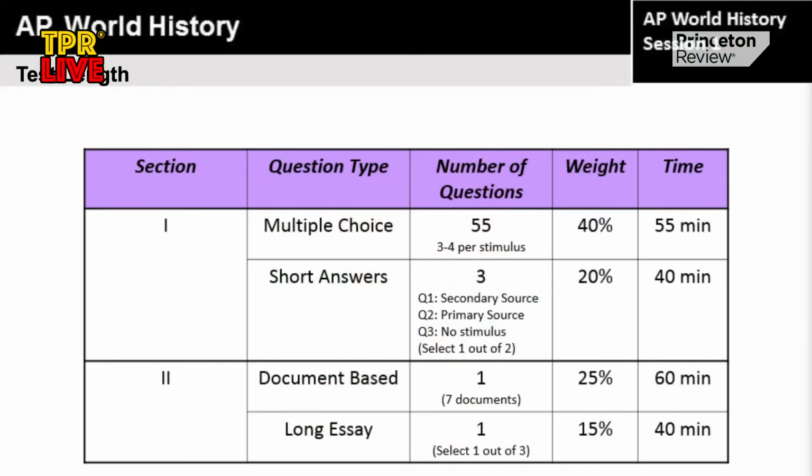Well, what is on this year's test? It's 2 sections. Section 1 is multiple choice. There are 55 questions, and there are 3 to 4 questions per stimulus. So they'll give you a stimulus, and then they're going to ask you some multiple choice questions on it. It is certainly the most weighted part.